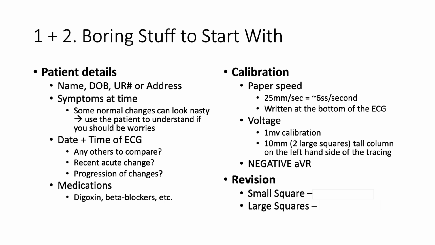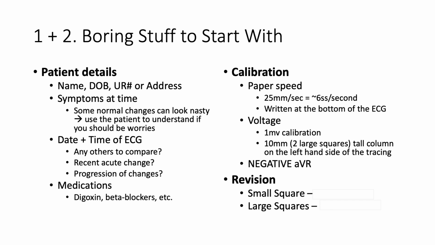For completion's sake, we can have a look at the calibration. It should be 25 millimeters per second, and that's usually written at the bottom of the ECG. And then that big tall column on the left-hand side of the ECG. It's important to look at aVR and make sure that that's negative. If it's not, then the leads are probably put on wrong, which means maybe a med student did it. Or maybe I did it, because I've done that before.